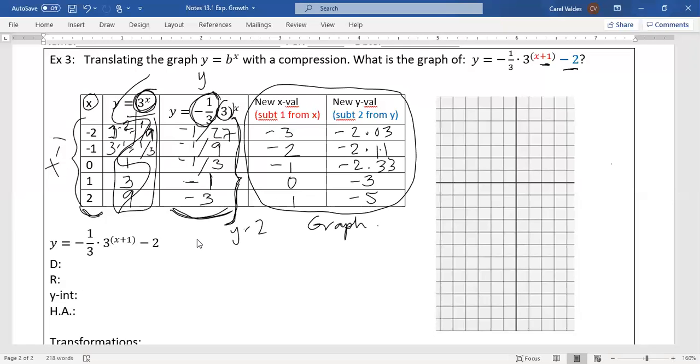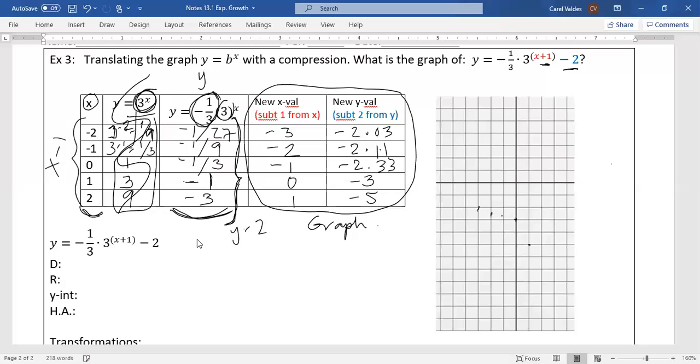So at -3, you're at -2.03. So you're about here. At -2, you're a little closer. You're at -2.11. At -1, you're at -2.33, so it's a little lower. And it might be a little off because it's really hard to graph points that are so close together. At 0, you're at -3. I'm going to try to do the best I can. And at +1, you're at -5, so you're here.